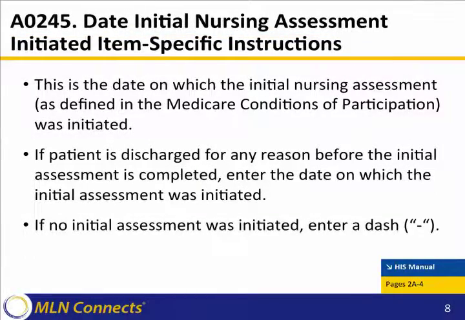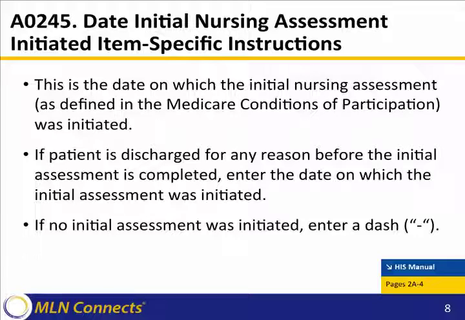On the next slide, we'll discuss item A0245, which is on page 2A-4 of the HIS manual. This item is intended to reflect the date on which the initial nursing assessment, as defined in the Medicare Hospice Conditions of Participation, was initiated. If a patient is admitted to the hospice and an initial assessment is initiated, but the patient is discharged before it is completed, A0245 should report the date on which the initial assessment was initiated.